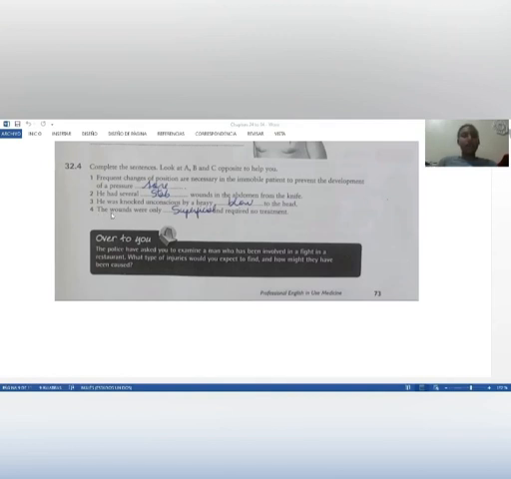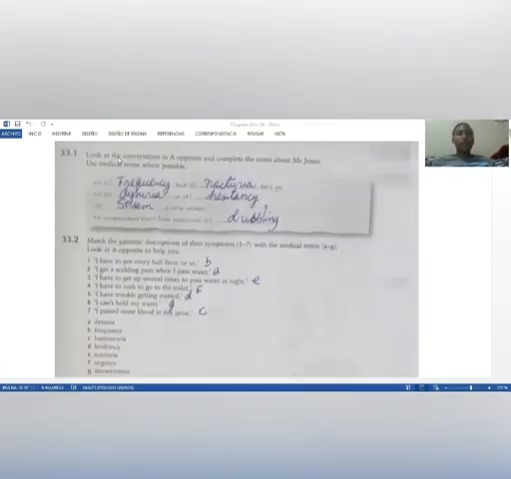Number 4, the wounds were only superficial and required no treatment. Look at the conversation in A opposite and complete the notes about Mr. Jones. Use medical terms where possible. C/O frequency and nocturia for 1 year. No dysuria or hesitancy, stream a little weaker.